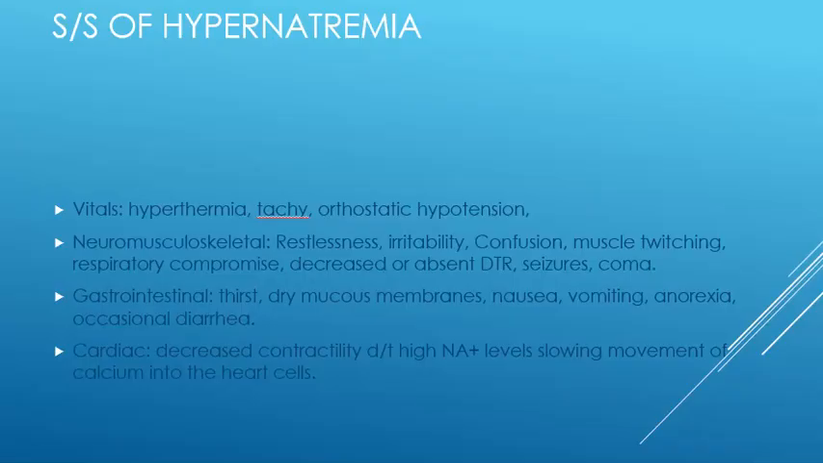Neuromusculoskeletal, there will be restlessness, there will be some irritability, confusion, muscle twitching. There could also be, depending on how high their sodium levels are, some respiratory compromise, decreased or even absent deep tendon reflexes, seizures, and coma. Your GI signs and symptoms, of course, they'll be thirsty, they'll have dry mouth, nausea, vomiting. Sometimes you'll come across patients that'll have diarrhea.